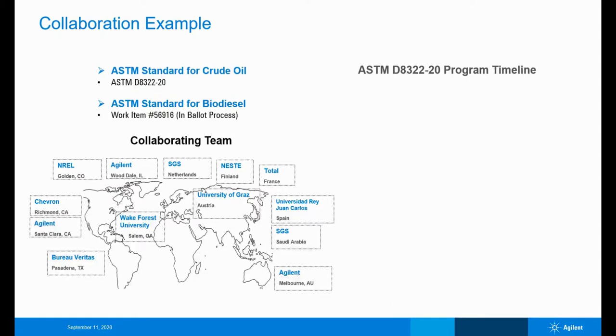The program timeline to establish the D8322. We began and presented the technical presentation at the ASTM meeting in June of 2017. In that meeting, we requested 2 work items, one for what is now D8322 and one for the second proposed standard, work item 56916. That proposed standard is still in the balloting process.